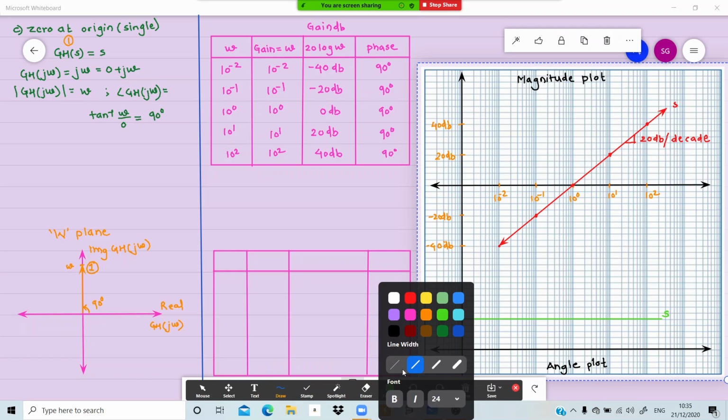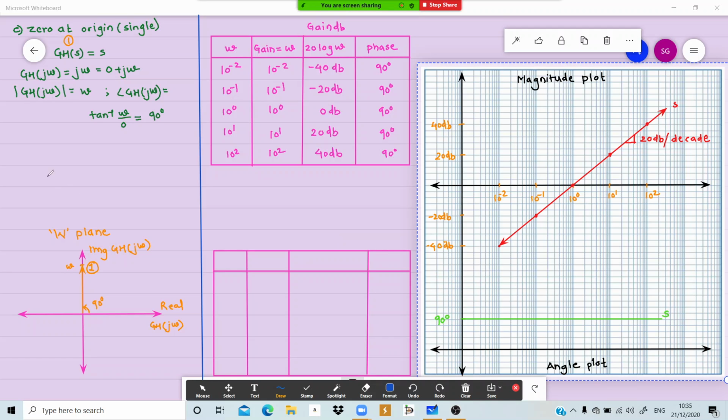Okay, right? Now I'm talking about the second part, that is when you are having repetition of the pole at the origin. That means your GH of S will be equal to S square. So GH of j omega will be equal to j omega bracket square, which will be equal to minus omega square. So very well I can write minus omega square plus 0j. Okay, so if I am talking about the magnitude now, magnitude of GH j omega, it will be root of omega square square, nothing added, so it will be omega square, right?